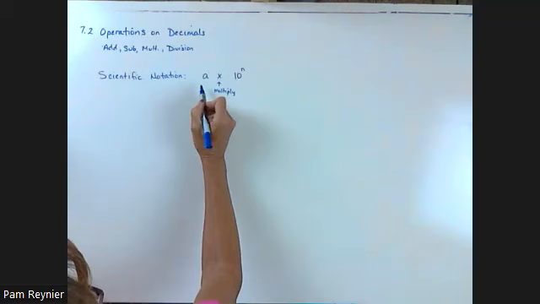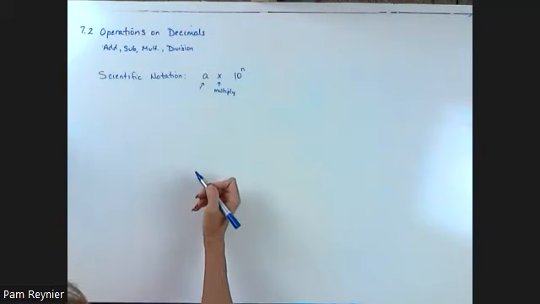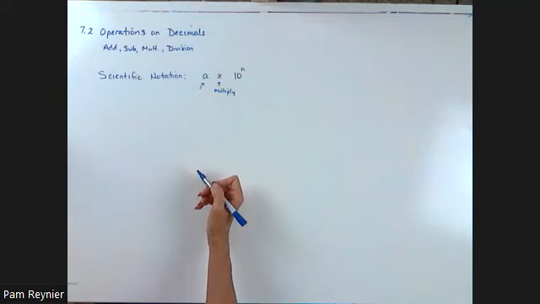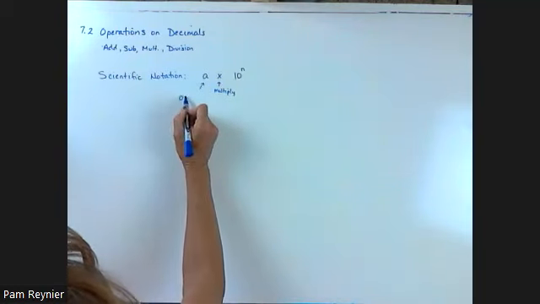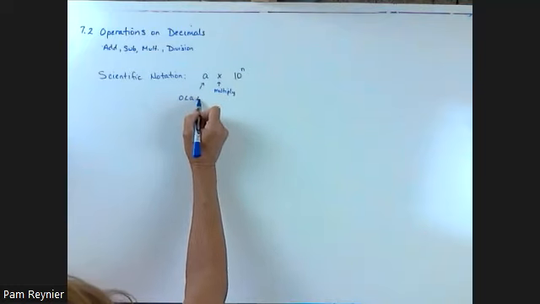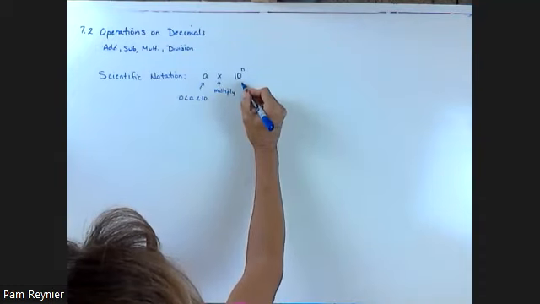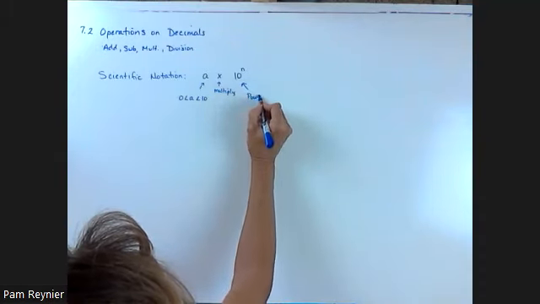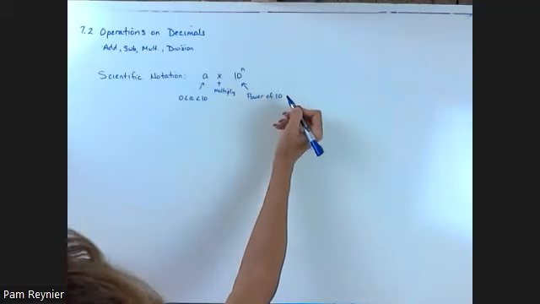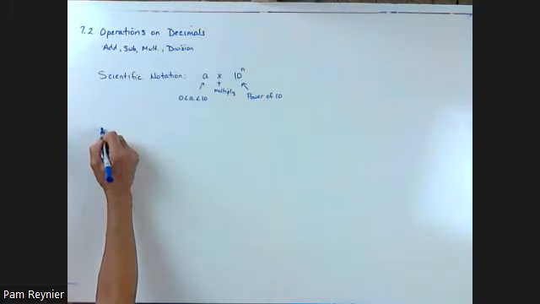Now this first part, this number A, is always a single digit whole number. I'll say it again, it's always a single digit whole number: 1, 2, 3, 4, all the way up to 9. So it's greater than 0 but less than 10. It goes up to the number 9: 1, 2, 3, 4, 5, 6, 7, 8, 9. Then this is always a power of 10.